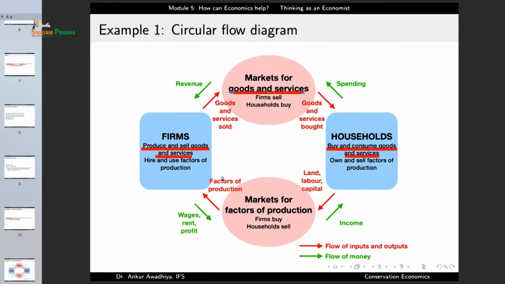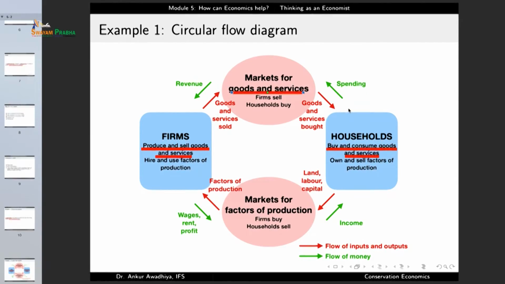Now, if we do not have any other market, if we have only one market, then there will be a situation where the households will very soon end up with all the money that they have, all the money will get accumulated here, and the households will only have certain goods and services that they have bought from the firms.